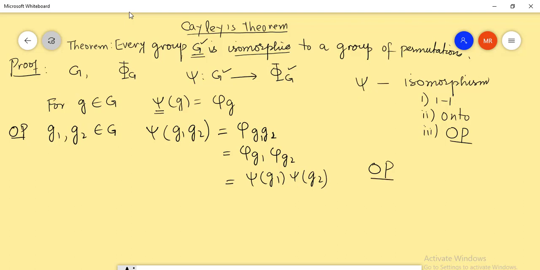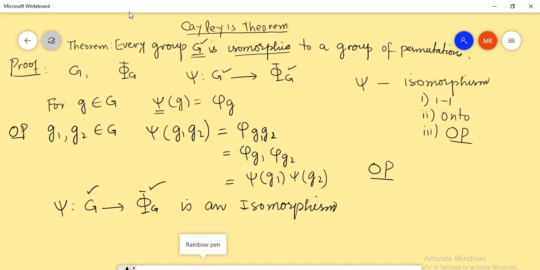So we have proved that psi from G to this group of permutations is an isomorphism, and which basically proves our result, that is, every group G is isomorphic to a group of permutations, which is the proof of Cayley's theorem.